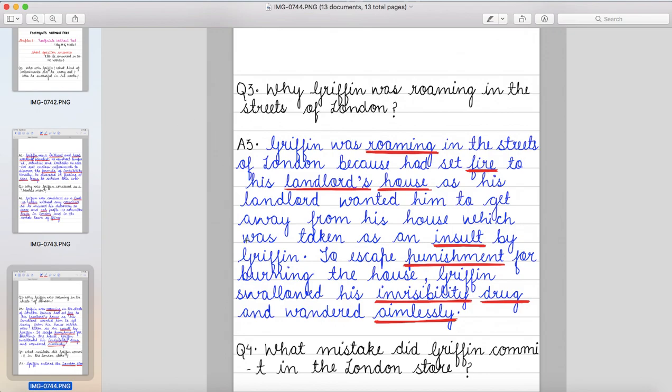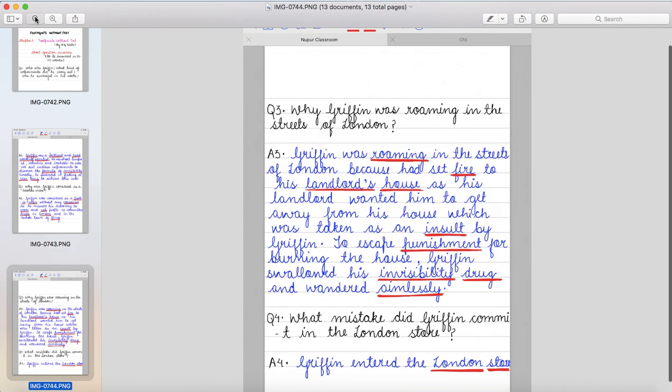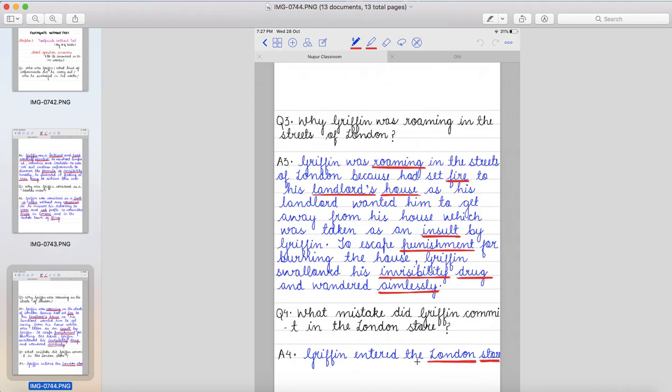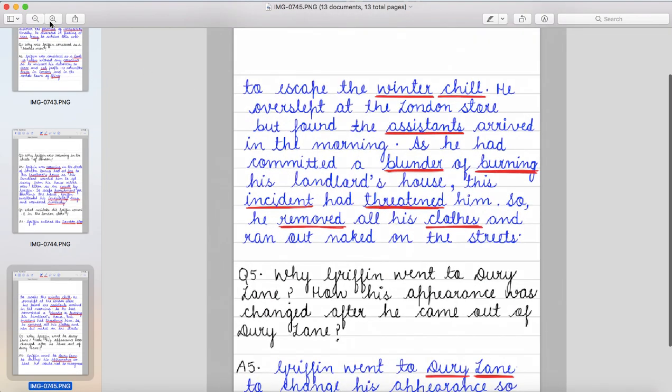Okay, now question number 4: What mistake did Griffin commit in the London store? So the answer is: Griffin entered the London store to escape the winter chill. He overslept at the London store but found the assistants had arrived in the morning. As he had committed a blunder, means mistake, of burning his landlord's house, this incident had threatened him. Threatened means scared. So he removed all his clothes and ran out naked on the streets. Naked means without any clothes. Right, students?